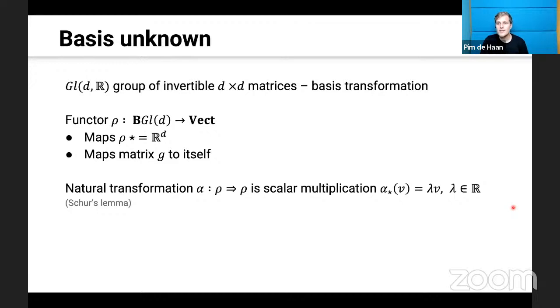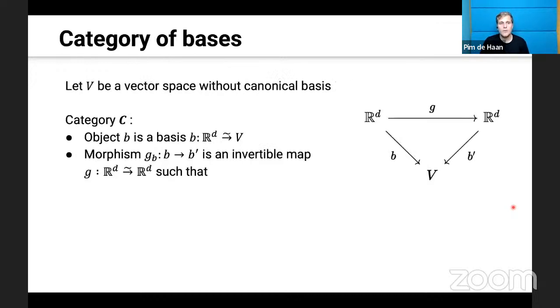To discuss the other case, in which we do know which basis our data is presented in, we can define a category of bases. So if we have some vector space without a canonical basis, then we can define a category in which the objects are bases. And a basis for a vector space is an isomorphism, a bijective linear map from the standard basis to this vector space.